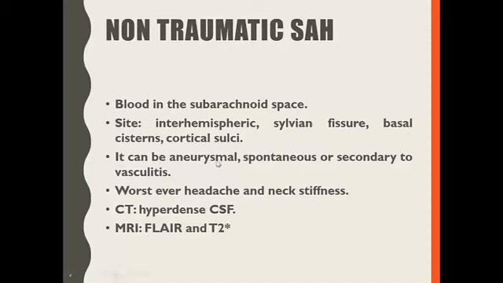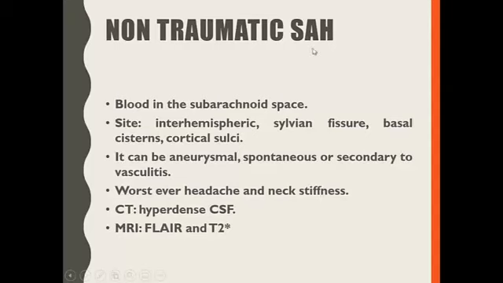Another topic in stroke is non-traumatic subarachnoid hemorrhage. Subarachnoid hemorrhage is the presence of blood in the subarachnoid space. It can be seen in the interhemispheric fissure, sylvian fissure, basal cisterns, and even cortical sulci. The main cause of subarachnoid hemorrhage is trauma, and the main cause of non-traumatic subarachnoid hemorrhage is aneurysmal rupture. Also, we have other causes like vasculitis and spontaneous subarachnoid hemorrhage. And the patient will come suffering from the worst ever headache and neck stiffness.